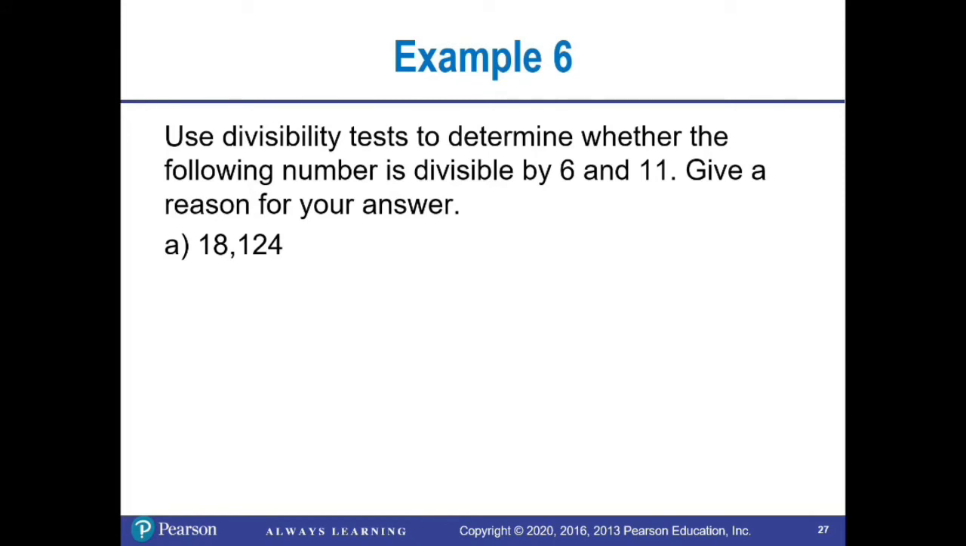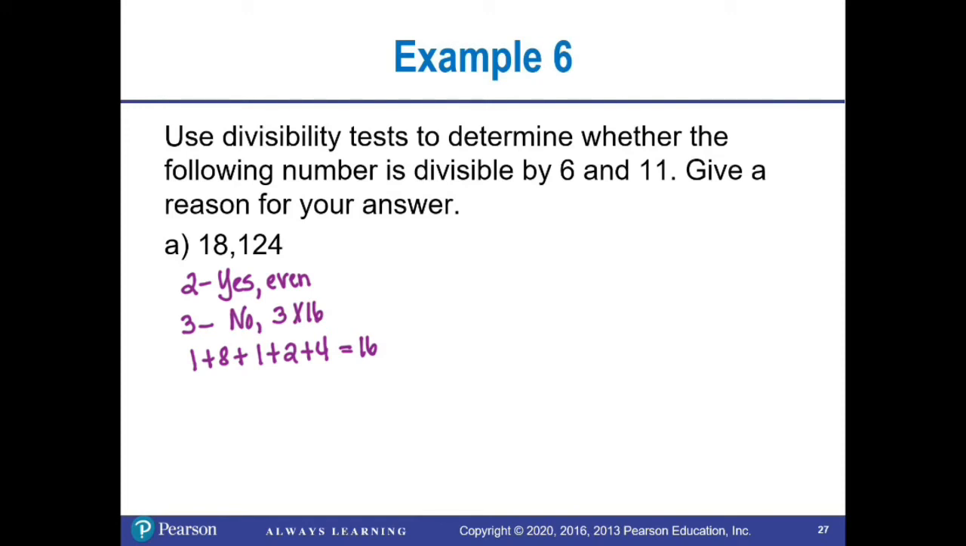In part A, we have 18,124. Now first, we want to think about whether or not 6 divides our number. Our test for 6 is we look at 2 and 3. Now we choose 2 and 3 because 6 is 2 times 3. And notice 2 and 3 don't have any common factors. So let's start with 2. 2 divides our number because it's even. For 3, I look at the sum of the digits. Now when I add those digits together, I get 16. Now notice that 3 does not divide 16, and that tells me that 3 does not divide my number.